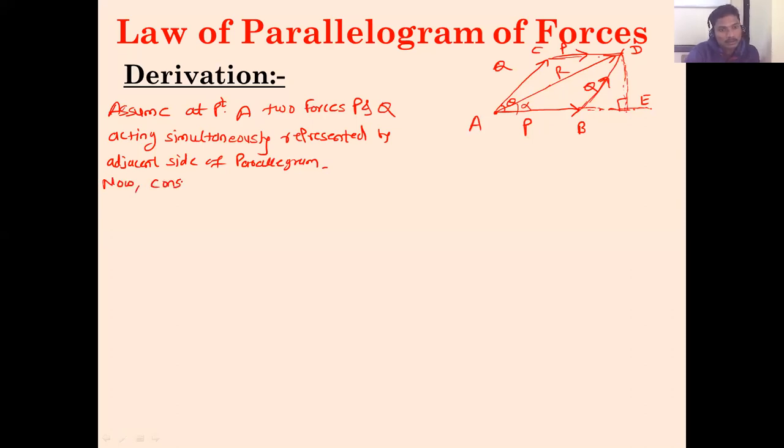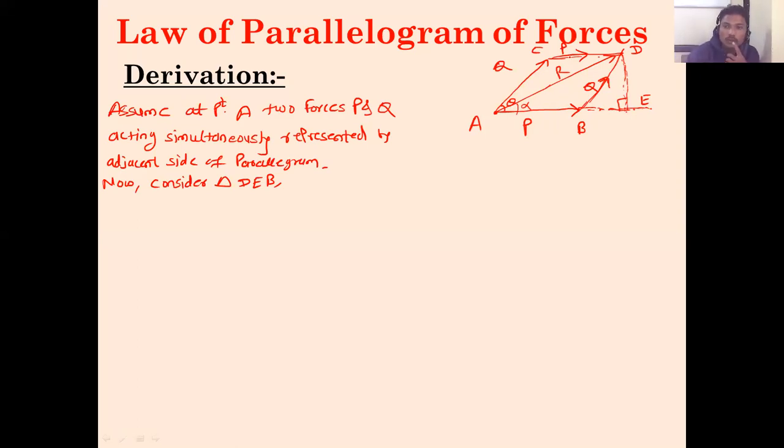Consider triangle DEB. Now one more thing I have missed. What is the angle between P and Q? Theta. Angle between P and Q we have assumed initially as theta. Correct? Then what will be the angle between side BD and BE?